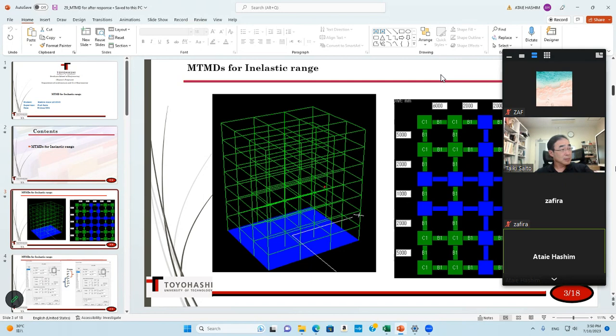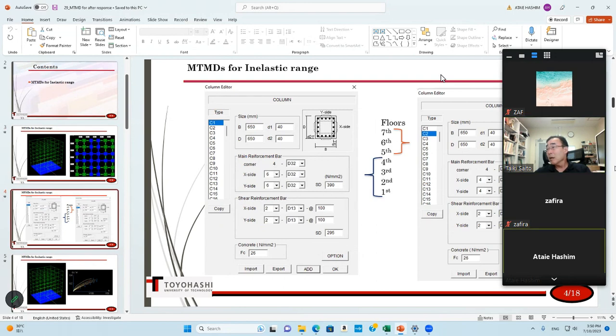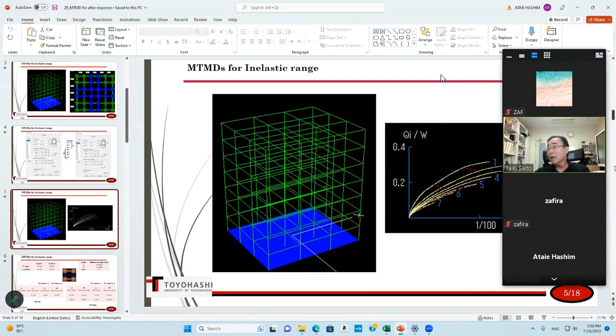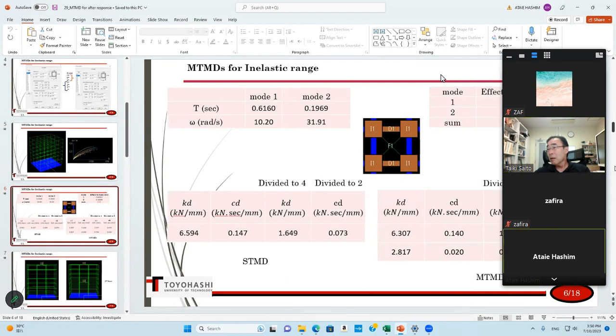This is the model. This is the columns and the types of columns. And this is the brochure analysis without TMD. And this is the value of property TMD for single TMD and for multiple TMD.